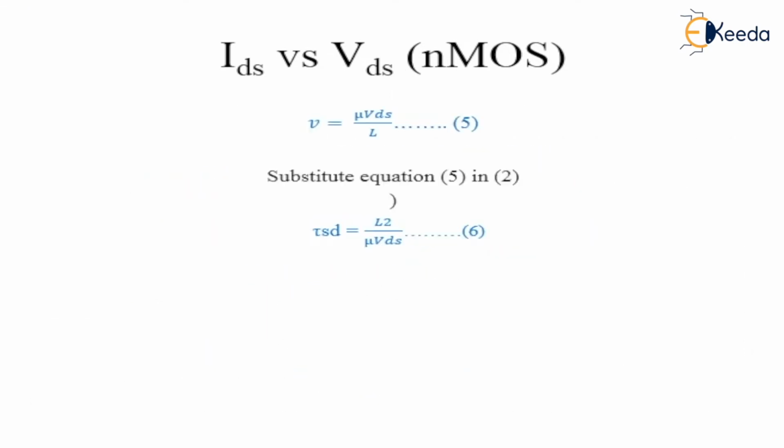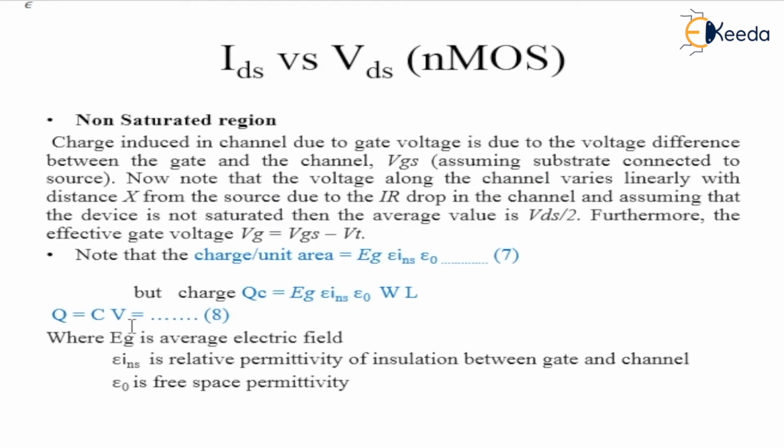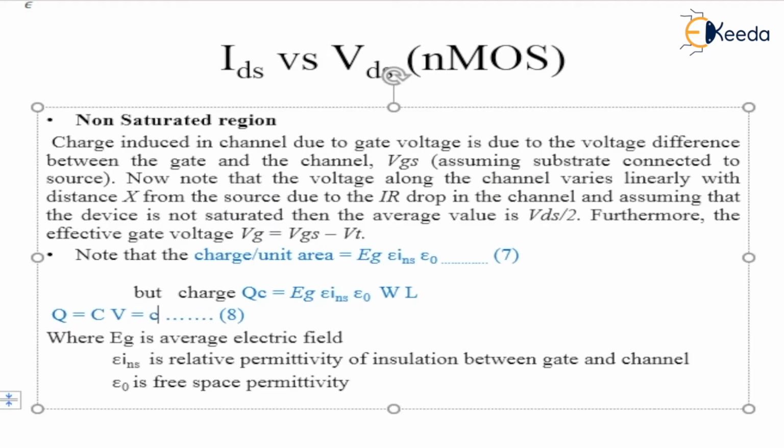If we substitute here, then it becomes capacitance C into E total by L. Can I write it like this? Why? In the place of V, I am writing E by L here. So similarly, E by L is there. So epsilon WL by L, this total looks like capacitance. The same thing has been written here.